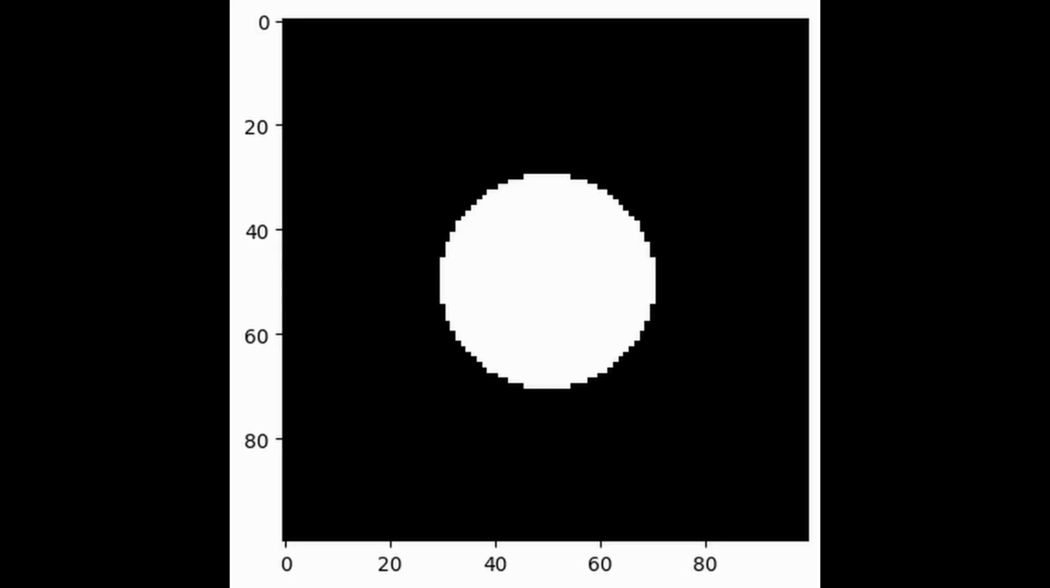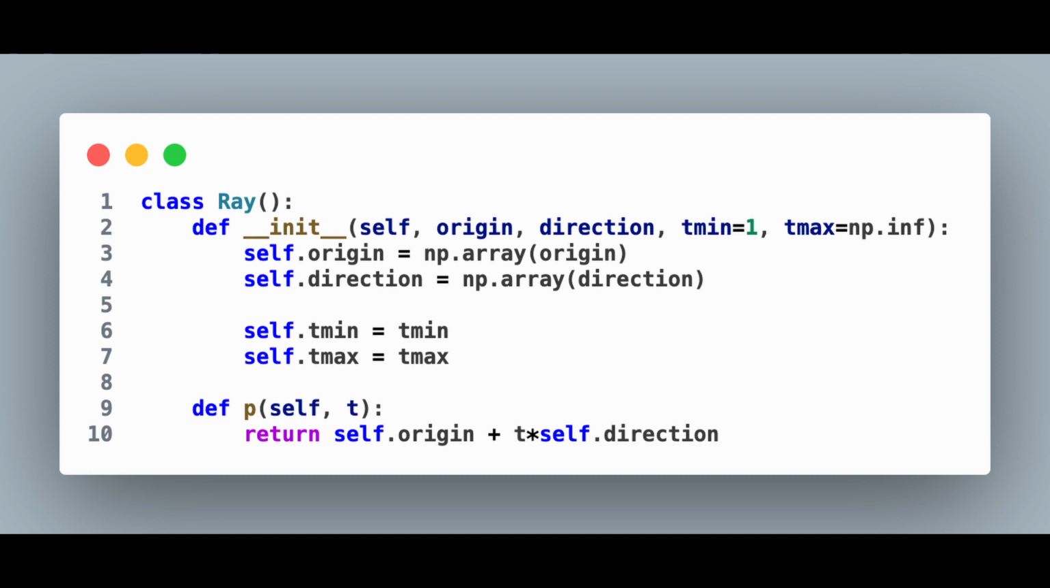But we have to start small. Let us see if we can render any geometry. For simplicity, let us start by rendering a sphere. For this, we need to define a ray class and a sphere class. The ray class is very simple. We represent the ray as a point and a direction vector parameterized by t. We can then compute the point P the ray is at a time t like so.